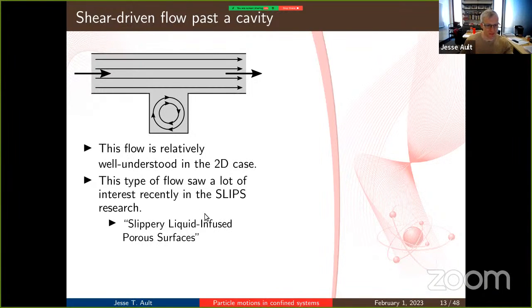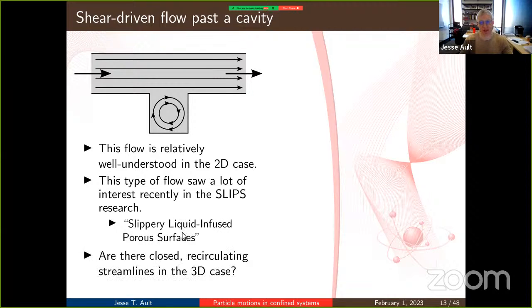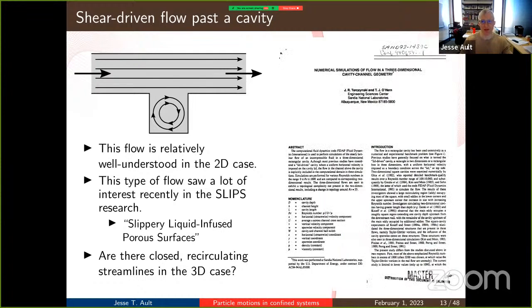Oh, here is what it stands for: slippery, liquid-infused, porous surfaces. And so the question we're asking is, are there, in the case of 3D flow, any closed recirculating streamlines, in particular, that resemble the vortex breakdown dynamics?